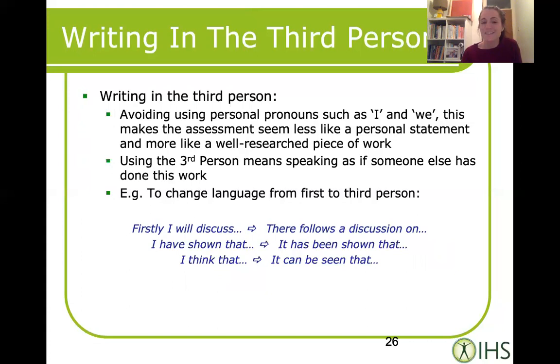That being said, your first assessment is actually, we're going to ask you to write in the first person. So I'll explain that later on. But for most assessments, we will suggest you write in the third person.